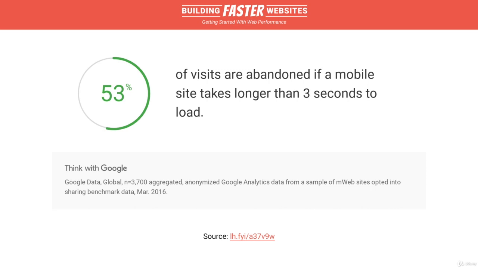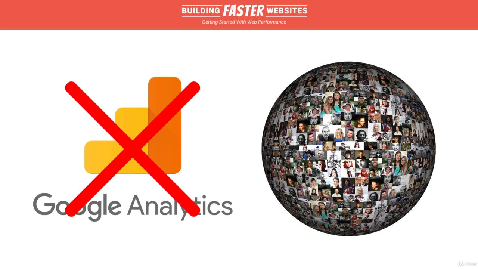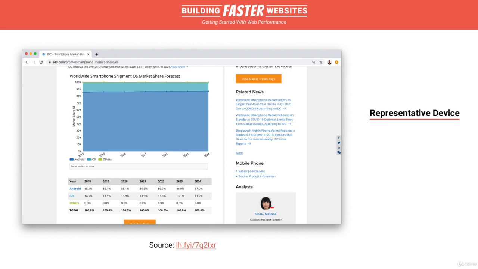However, if analytics data is unavailable, is there another way to discover the best representative device? We instead look at what is most common in the general population. According to research from IDC, globally from 2018 to 2019, 87% of all shipped mobile phones are Android devices.